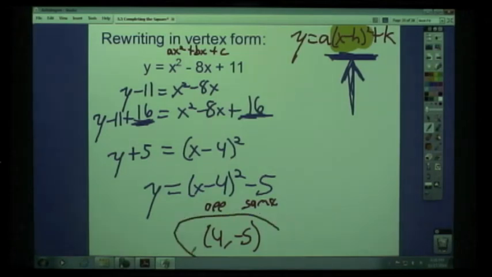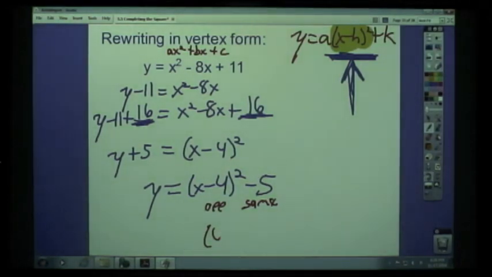Now you don't have to do this every time. You don't have to find your vertex every time. But I was showing you that it's the same stuff that we talked about earlier. The key is that you can rewrite it into this perfect square like we did on the other ones and get this into vertex form.